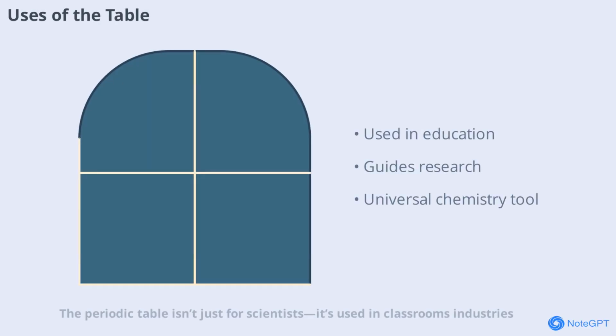The periodic table isn't just for scientists, it's used in classrooms, industries, and research labs worldwide. It helps us discover new materials, develop medicines, and understand the world around us. Its organization makes it a universal language for chemistry.